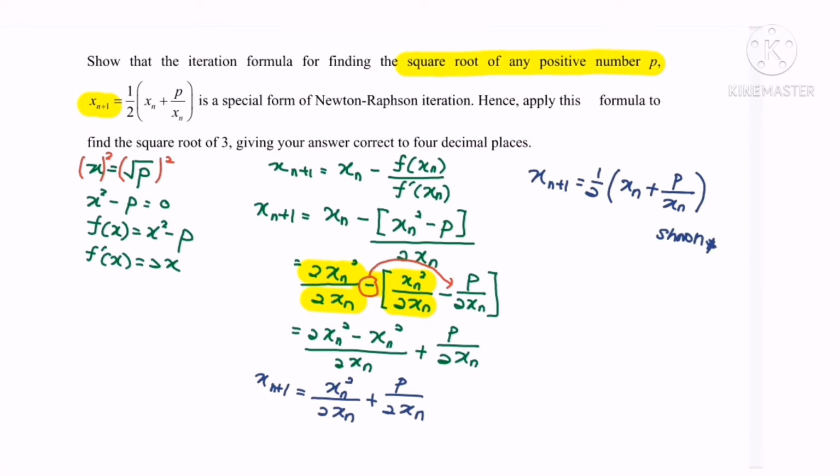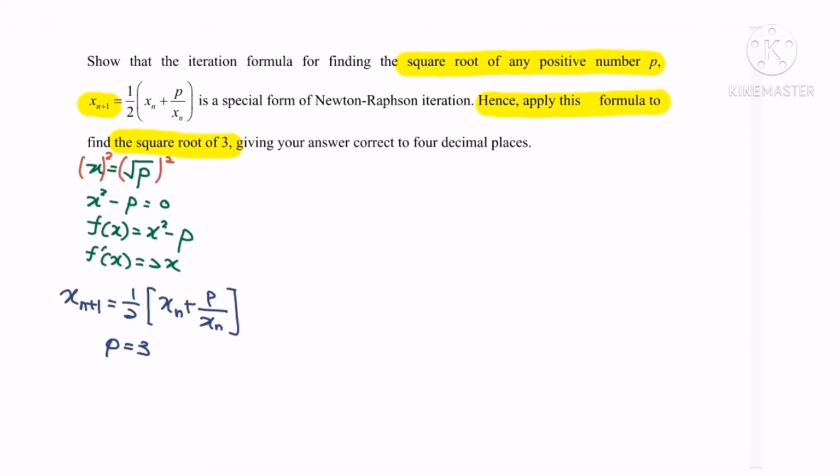Next, what we have to do is to refer to the question. Hence, apply this formula to find the square root of 3. Previously we had the square root of any positive number, so now we have the square root of 3, meaning that in here, the value of p is equal to 3. Now the question asks us to find the value x equals surd 3.